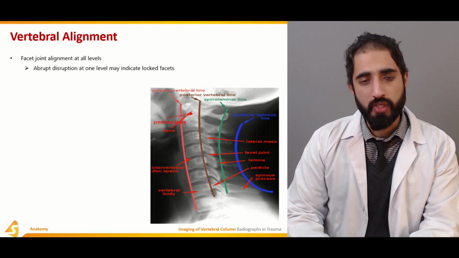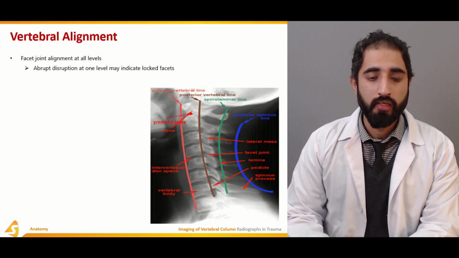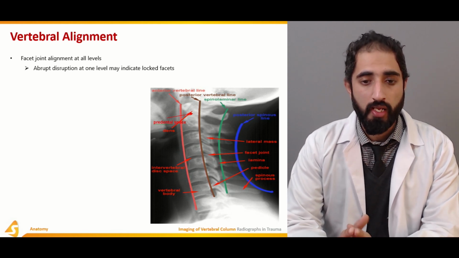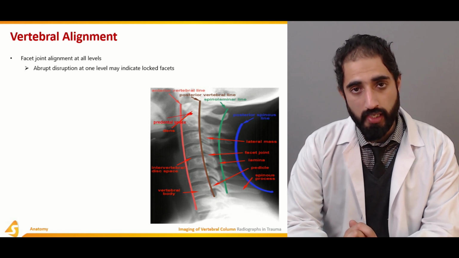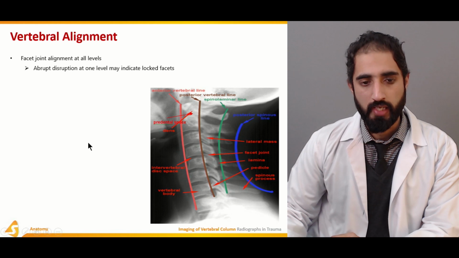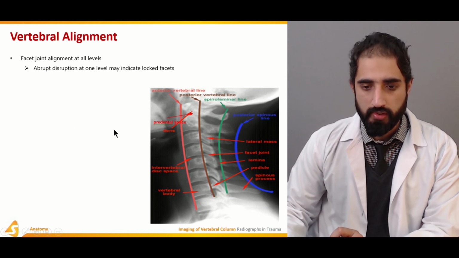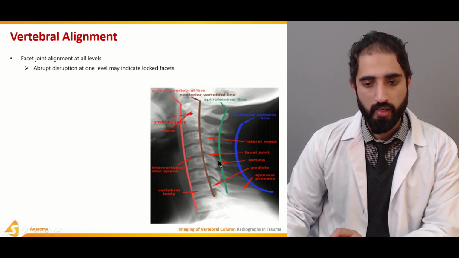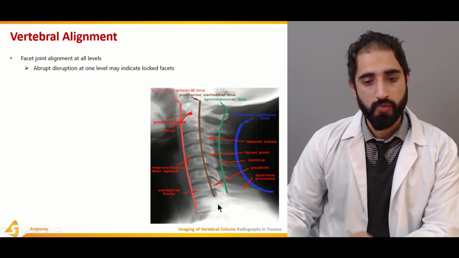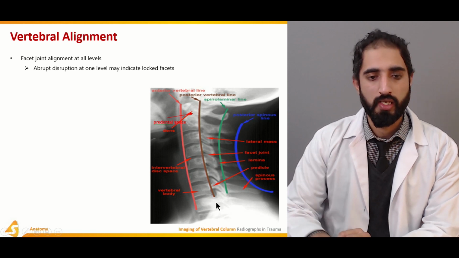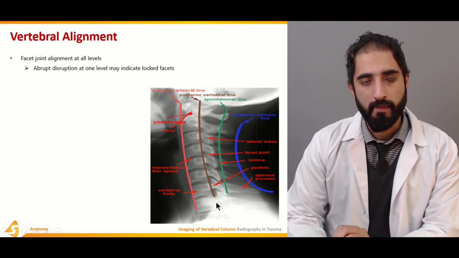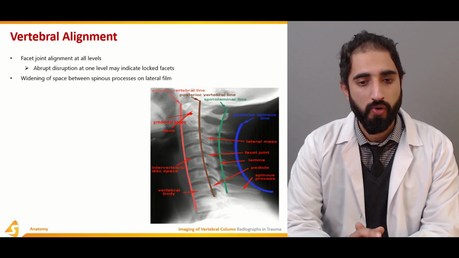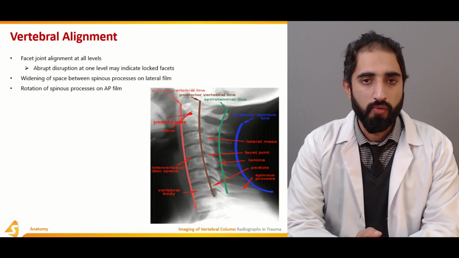Talking about the vertebral alignment, we should also look at the alignment of the facet joints at all levels, and abrupt disruption at one level may indicate locked facets and thus hypermobility at that segment. As we can see here, this is the facet joint, and these make up an articular pillar. If we observe a disruption in this, it means there is a problem, including locking of the facet joints. We should also look for widening of space between the spinous processes on the lateral film.